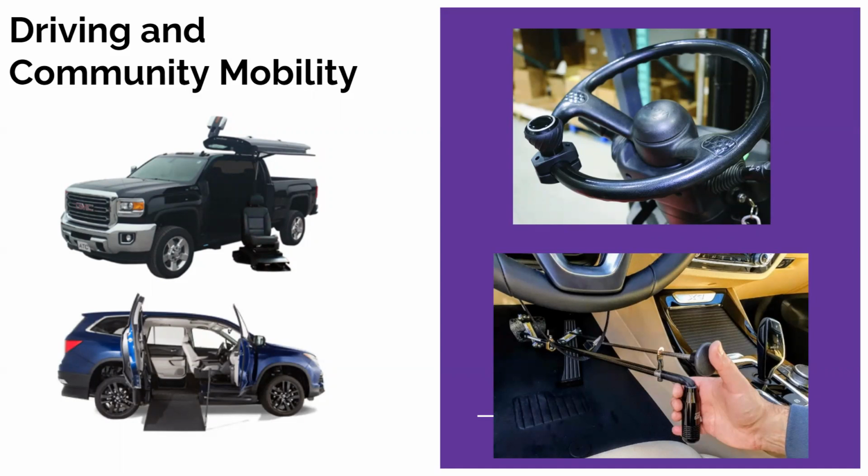And then for actually driving, the top right is a spinner knob. And this is to help somebody with poor grip strength or potentially even arthritis, who may have trouble gripping the wheel. They can use this. It's a little more comfortable for them and easier for them to actually turn the wheel. And the bottom right picture are various hand controls. If someone isn't able to use their legs or their feet to drive, other things can be installed, such as hand controls, so they can safely maneuver their car. So these are just some ways that we can help with community mobility and driving.